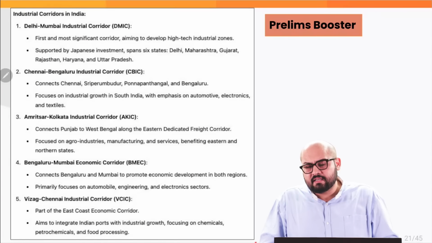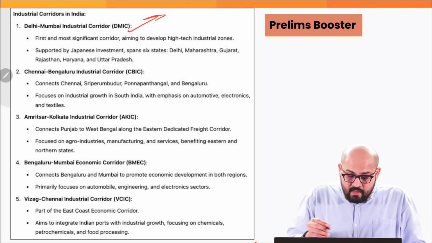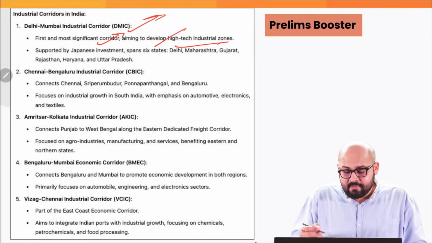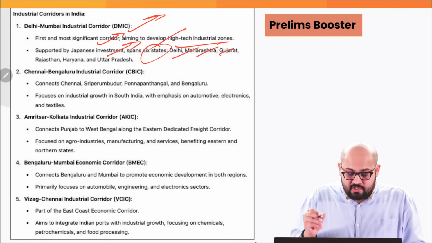Now, what are the different industrial corridors in the country? For example, we have got the Delhi-Mumbai Industrial Corridor, first and the most significant corridor aiming to develop high-tech industrial zones supported by Japanese investments, right? Spans across 6 states, Delhi, Maharashtra, Gujarat and other states.